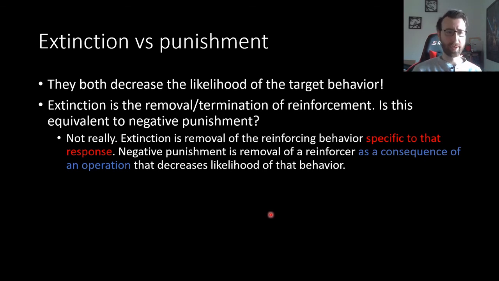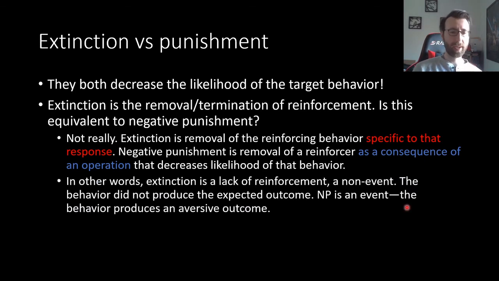I'll give another example here. But first, another way of saying that. Extinction is a lack of reinforcement, so it's kind of like a non-event, right? The behavior does not produce the expected outcome. So the behavior doesn't produce the reinforcer, so it's less likely to happen.